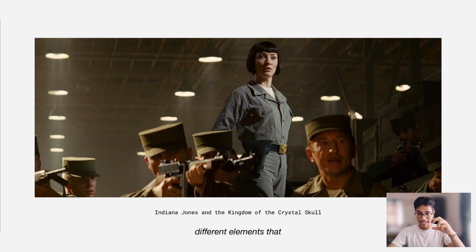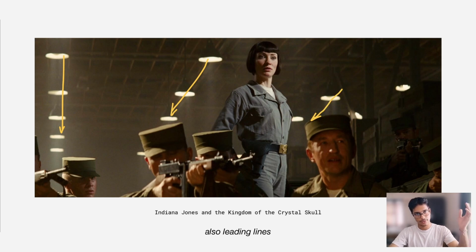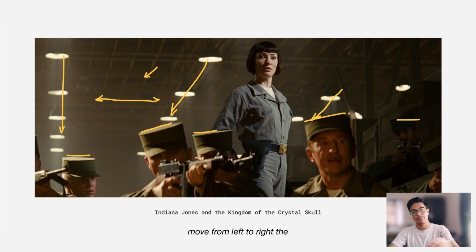Now, talking about the different elements that control the eye path. The first dominant element that controls our eye movement would be the lights, because they form repetition and also leading lines that pull the attention of the viewer into the image. The secondary leading line element would be the battens in the ceiling that help the eye move into the frame itself, whereas for lateral movement across the horizontal axis, it would be the soldiers that make the eye move from left to right.